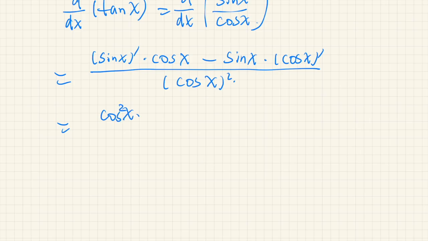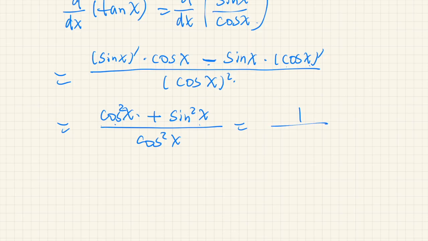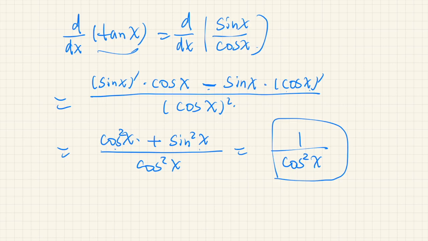so it's cosine squared x. And here cosine x prime is negative sine x, so here we have negative sign, so negative times negative is positive, and we have sine squared x and cosine squared x. But cosine squared plus sine squared is equal to 1. So the numerator becomes 1 and the denominator is cosine x squared. So this is the derivative of tangent x.